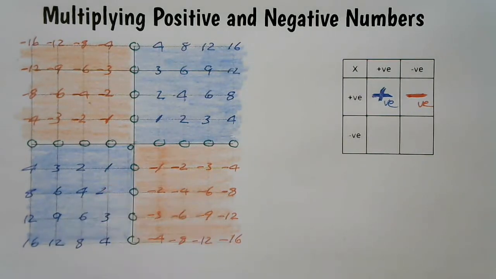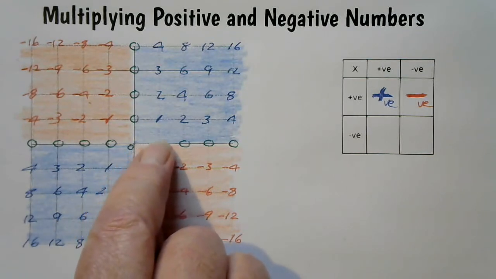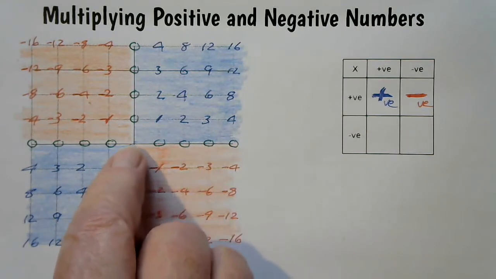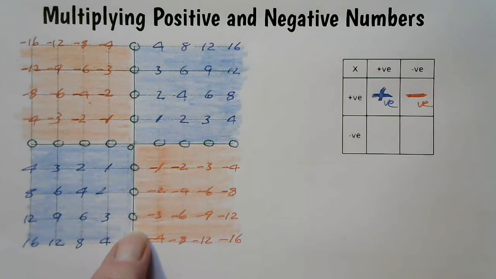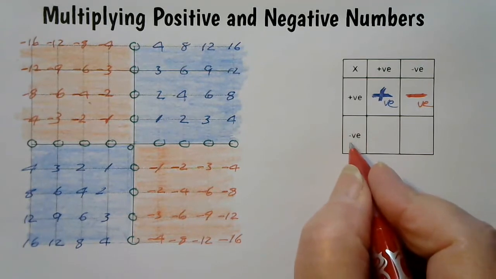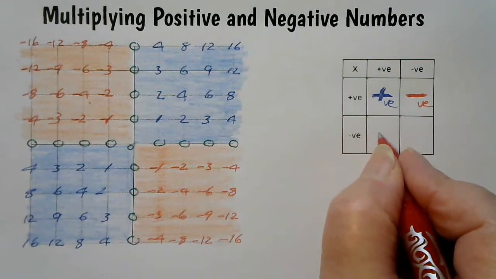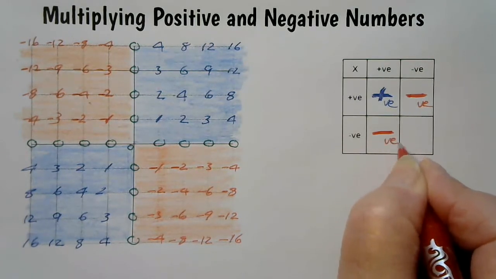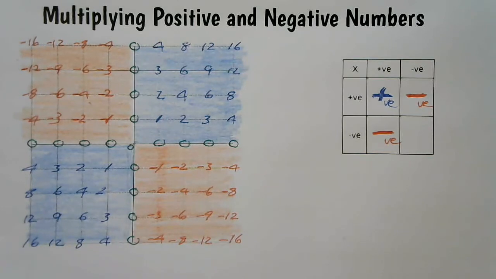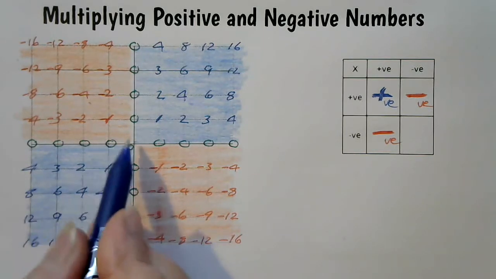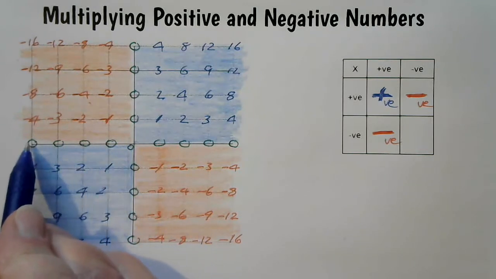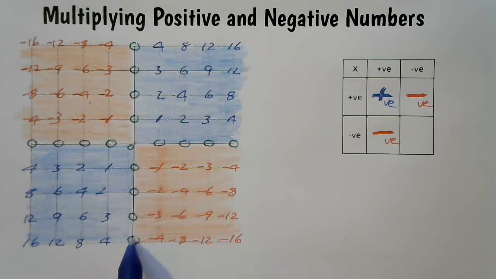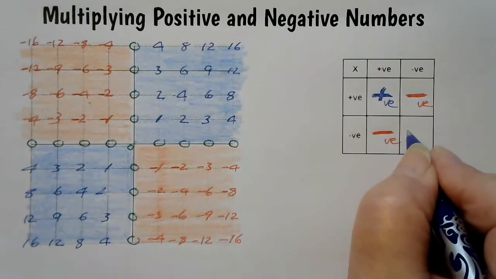Down here I've got positive on the x-axis, negative on the y-axis. I multiply them together, I get negative. So negative times positive is negative. And I notice that here I've got negative on the x-axis, negative on the y-axis, but this quadrant is all positive.